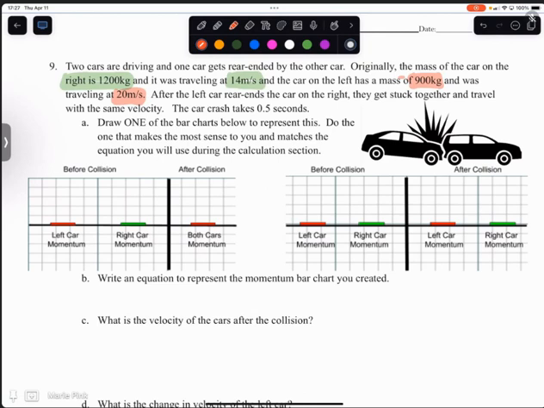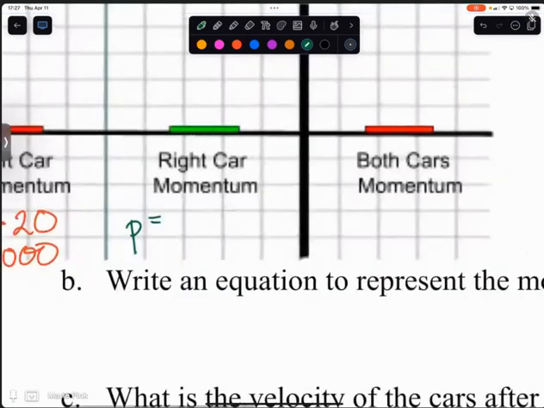So the left car, to calculate that momentum, we need to use its mass and velocity. So it has a mass of 900. So the momentum of my left car is 900 times the velocity, which is 20. And so I get a momentum of 18,000. And the right car initially, or I guess the whole time, has a mass of 1,200, and its velocity was 14. So the momentum of the right car is 16,800.